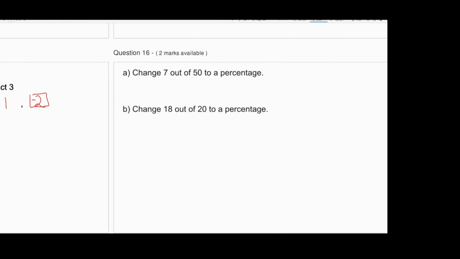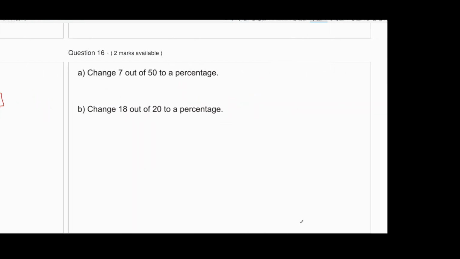So number 16, getting a little bit trickier. So change 7 out of 50 to a percentage. So what I'm going to do, because I haven't got a calculator, I'm going to write it as a fraction. That's 7 over 50. Now, to make it a percentage, I need to make the bottom of the fraction into 100. So what have I times 50 by to get 100?